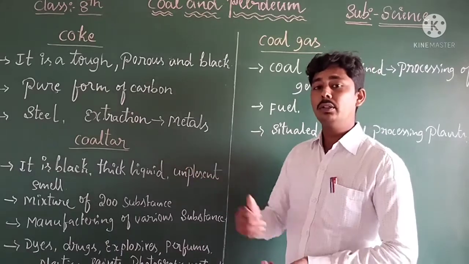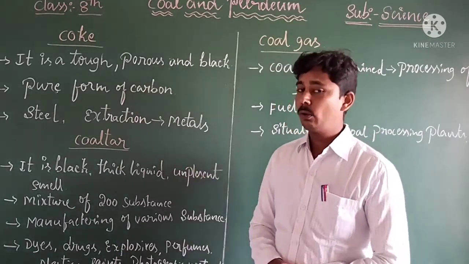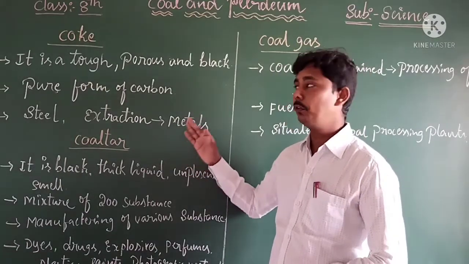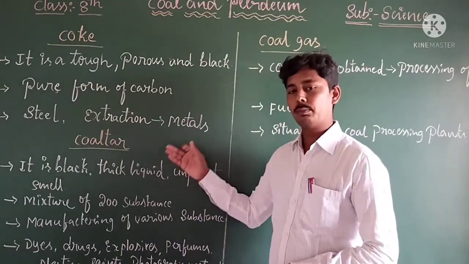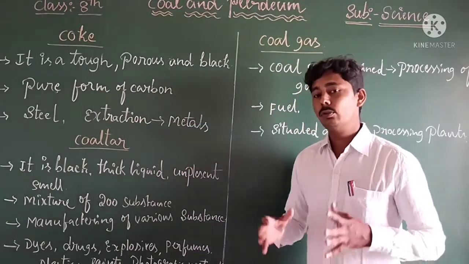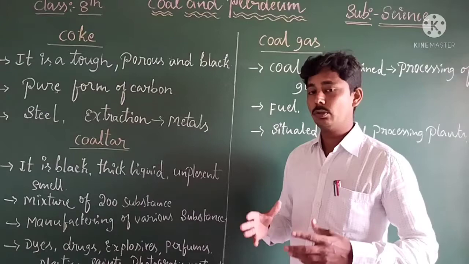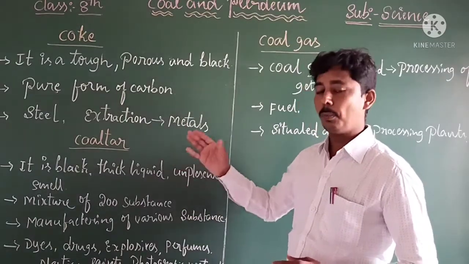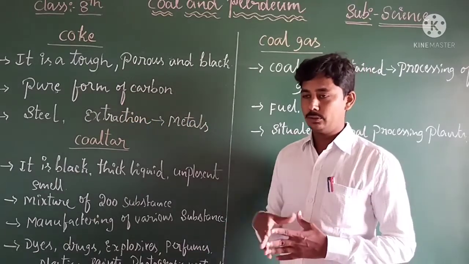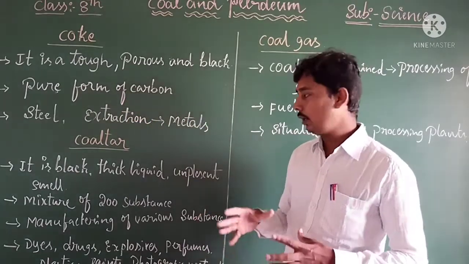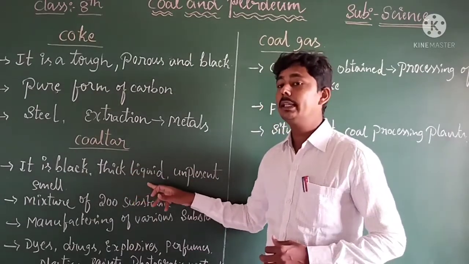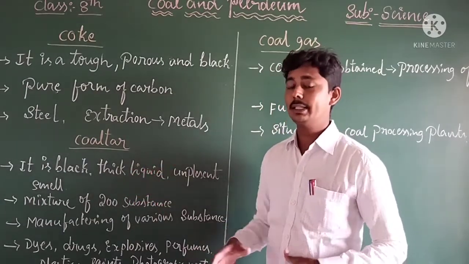Another useful product of coal is called coal tar. Coal tar is also a useful product of coal. Observe that coal tar is also black in nature. As I already told you, coal products are mainly a pure form of carbon. They contain carbon, which is why they are black in nature, and coal tar is a thick liquid.